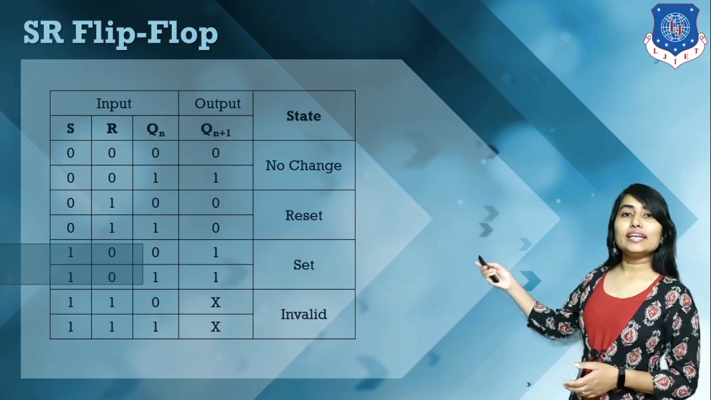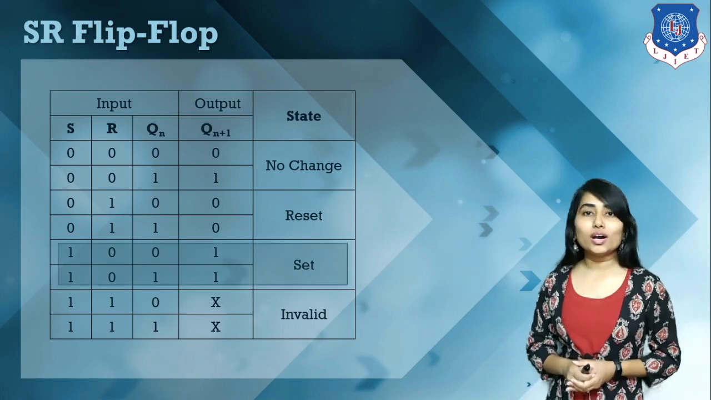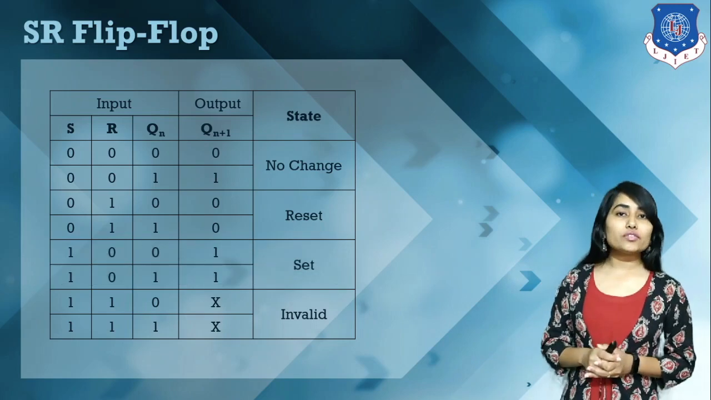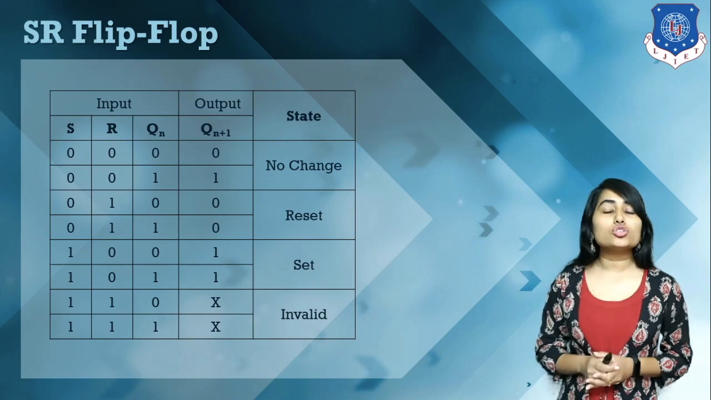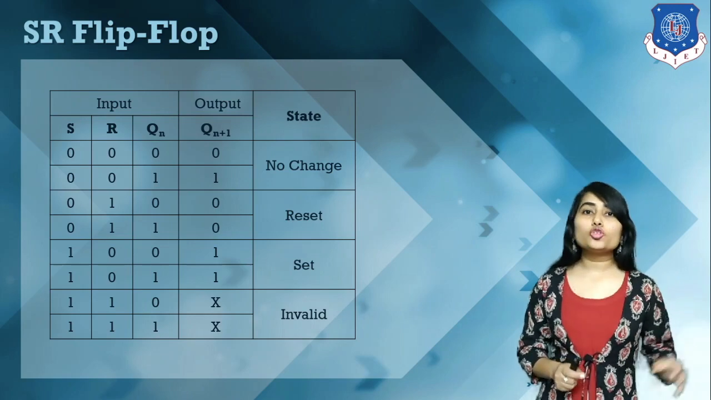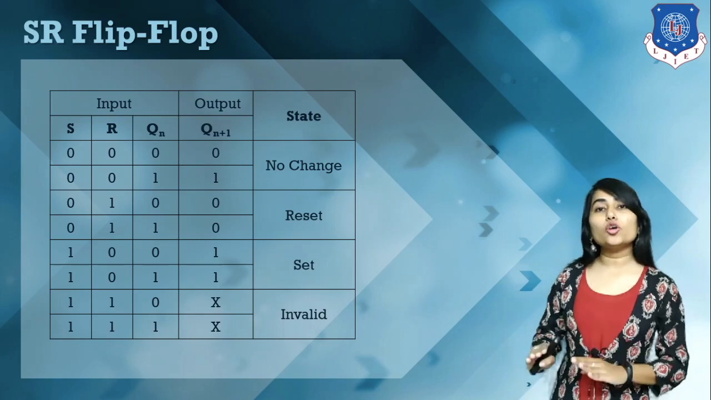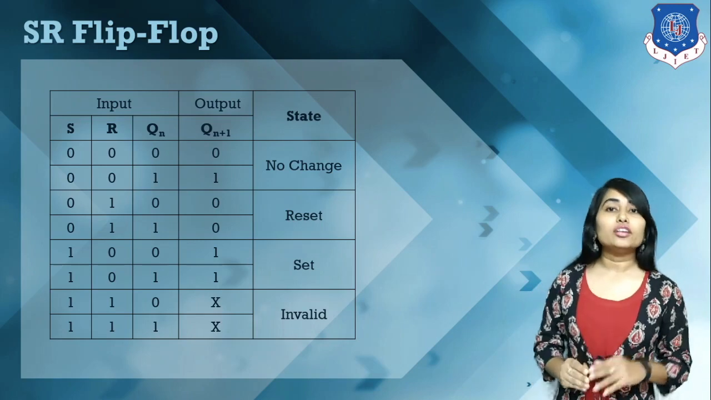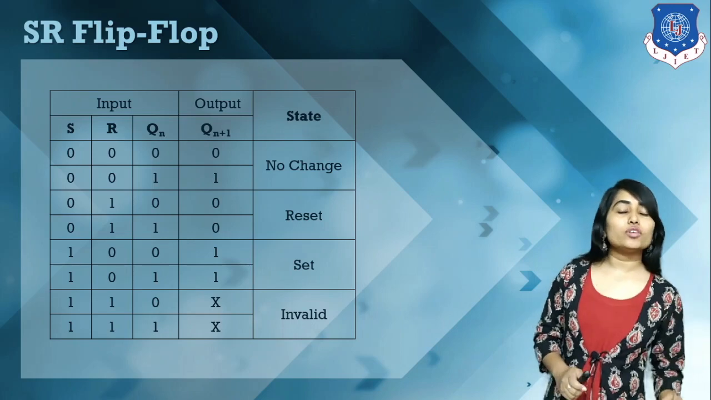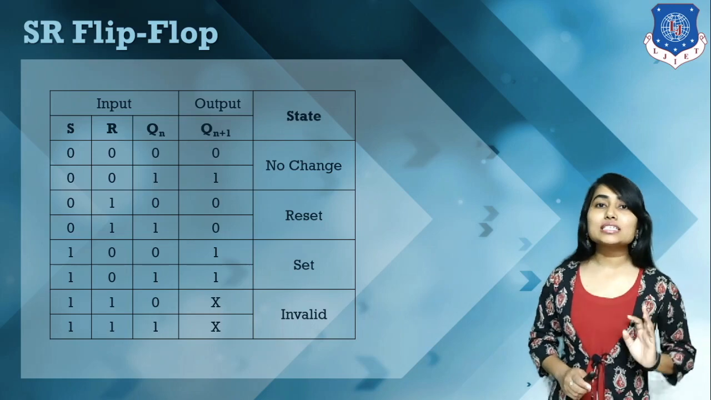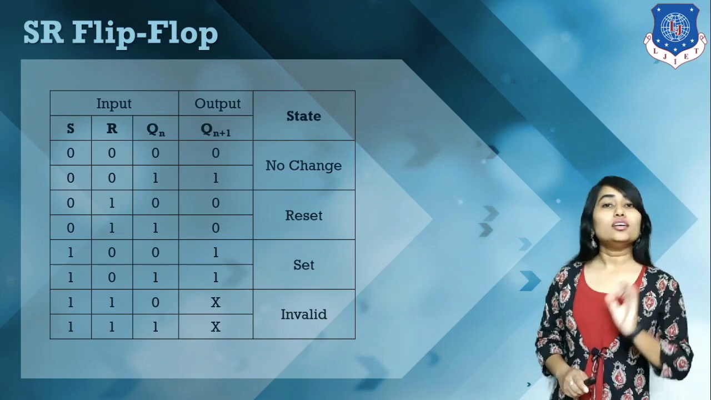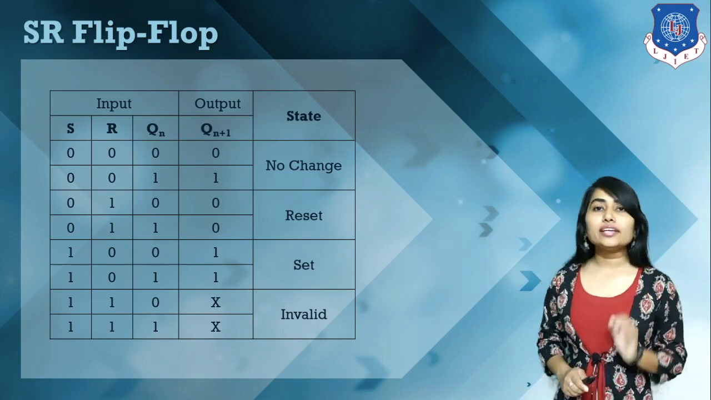Next we have the condition S is equal to 1 and R is equal to 0. Whenever S is equal to 1 and R is equal to 0, we have a set condition. So whatever the past output, we have the present output equal to 1. Whenever input S is equal to 1, whatever the past output condition, we have the present output equal to 1. This is known as the set state.